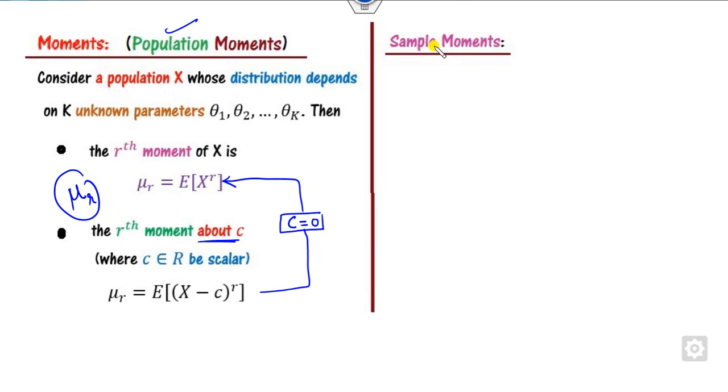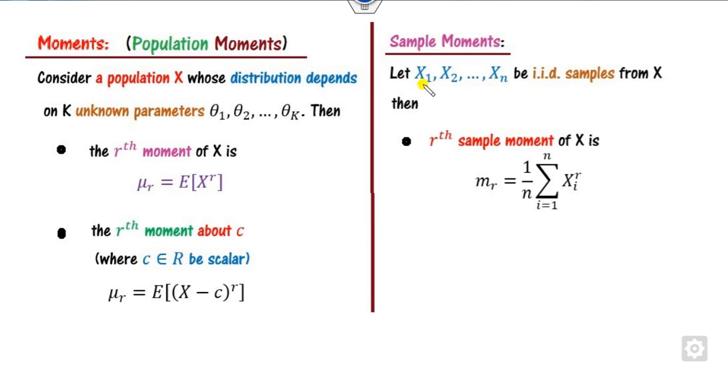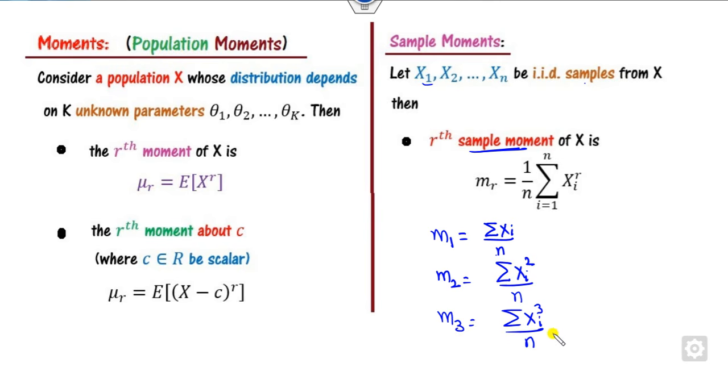On the other hand, what are the sample moments? If you consider any IID sample, then the rth sample moment is denoted by m r. If you consider m1, it is nothing but the summation of xi divided by n. What is m2? That is nothing but the summation of xi square divided by n. What is m3? It is the summation of xi cube divided by n, and so on. That's the only difference here: this is the population moment, this is the sample moment.